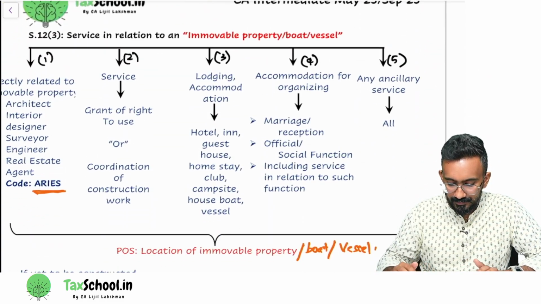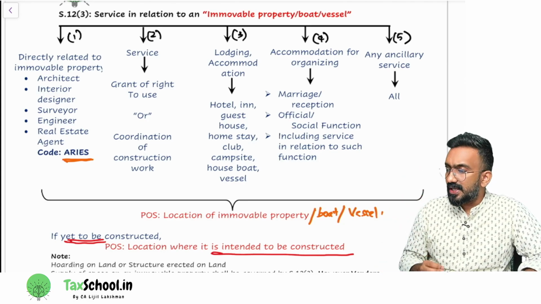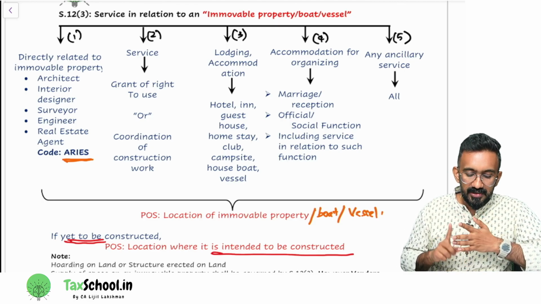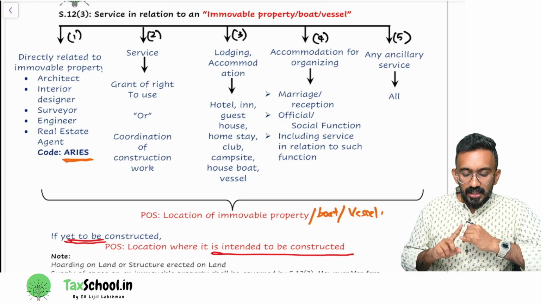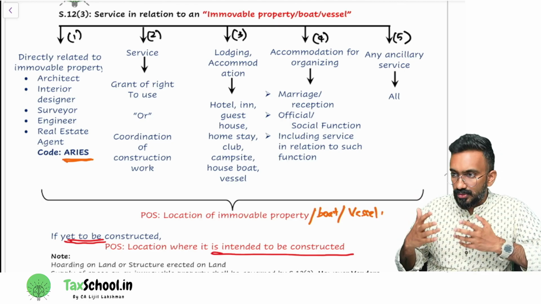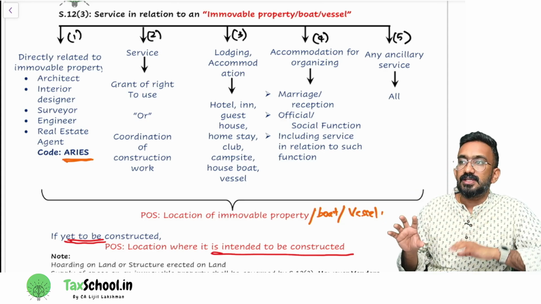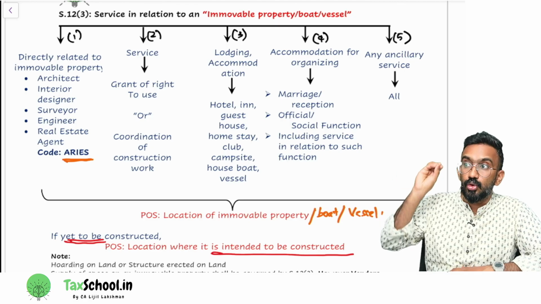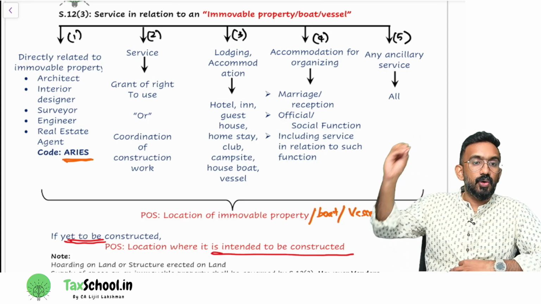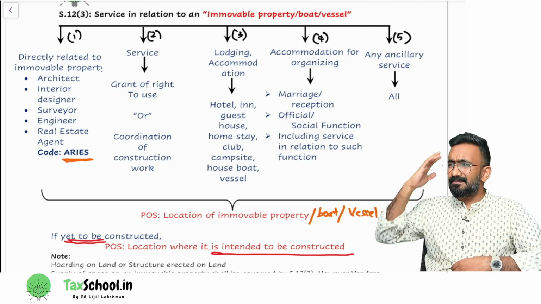12.3 says what? 12.3 talks about services in relation to immovable property. Services like architect, interior designer, surveyor, engineer, real estate agent, construction work, accommodation services for you to stay in a hotel, or accommodation for organizing a function. On all these services, place of supply will be the location of the immovable property, boat or vessel. If I go to Chennai and stay in a hotel, place of supply would be the location of the hotel, that is Chennai.